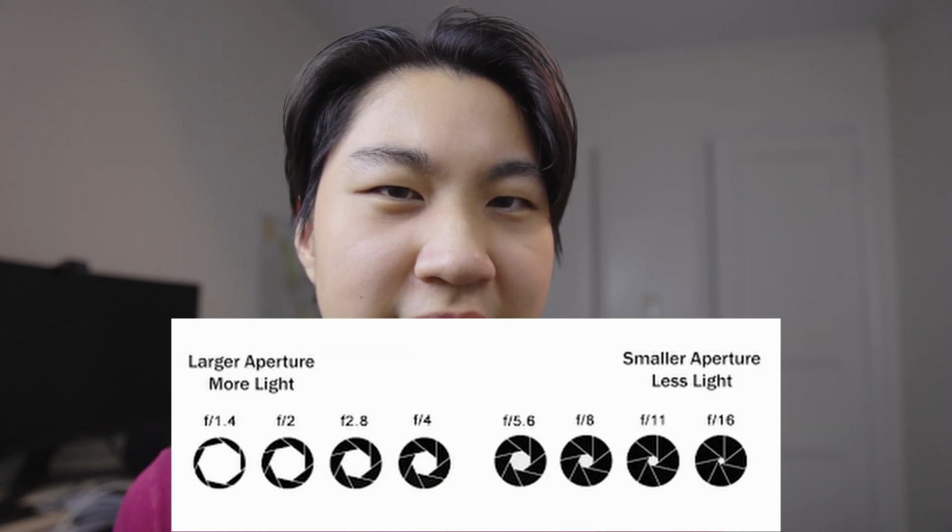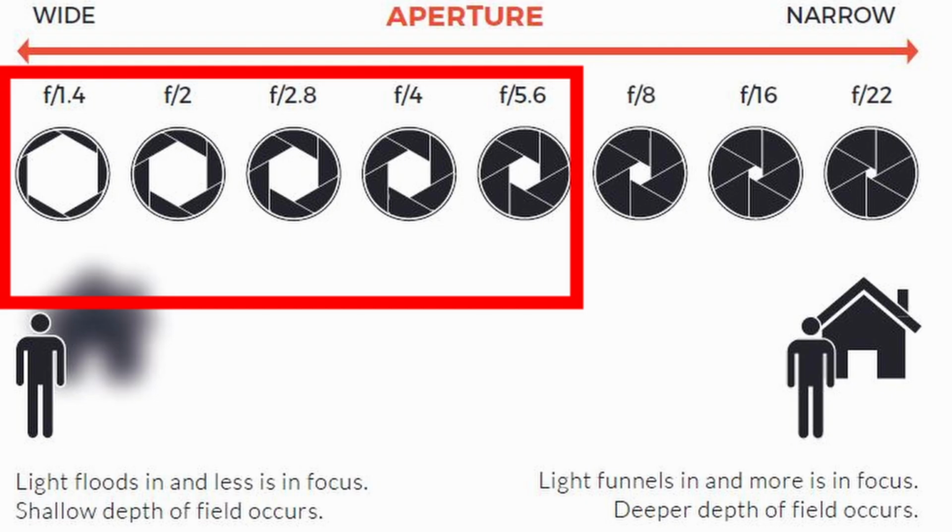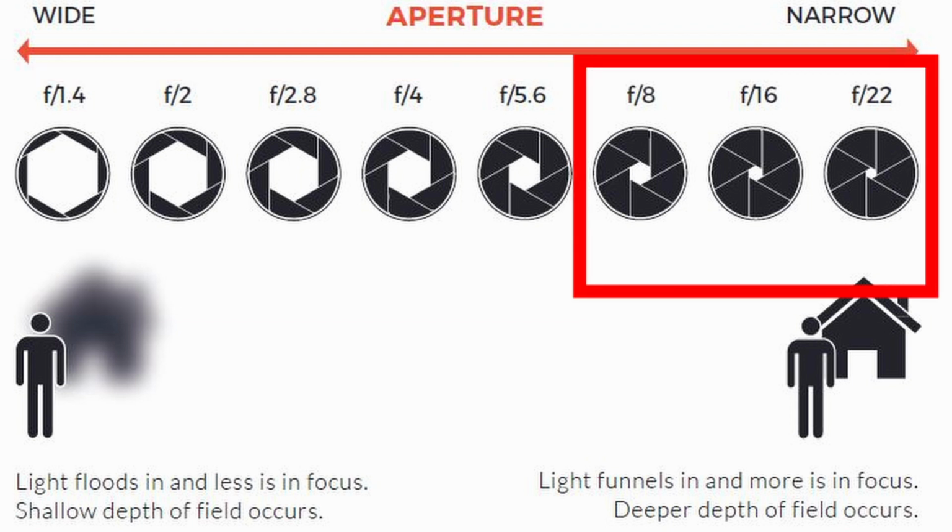The aperture is determined by f numbers, also known as f-stops, on your, pay attention to this, lens, not camera. The lower the f-stop means that your subject will be more in focus and the background will be blurrier. The higher the f-stop means that your background will be less blurry and more in focus.